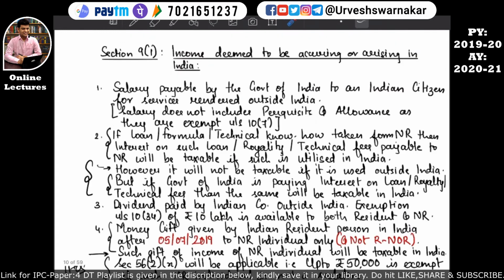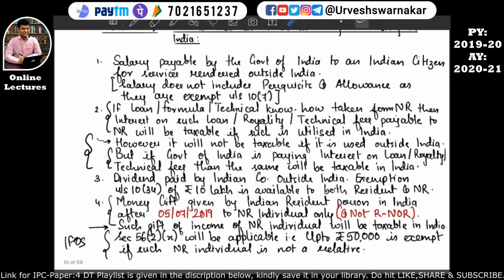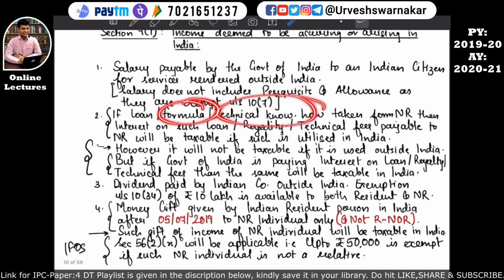In other words, the income will not be deemed to be accruing or arising in India. That means the interest income. I hope this is quite clear to you. Similarly, it goes for formula as well as for technical know-how. If such formula and technical know-how are used outside India, then the royalty or the technical fees payable to this non-resident will not be taxable in India. I hope this is quite clear.